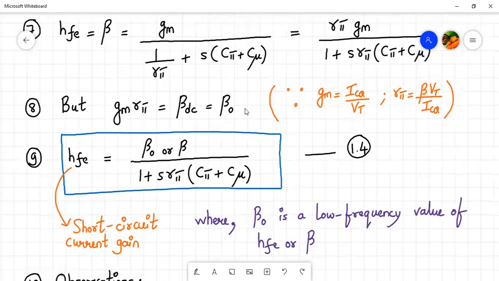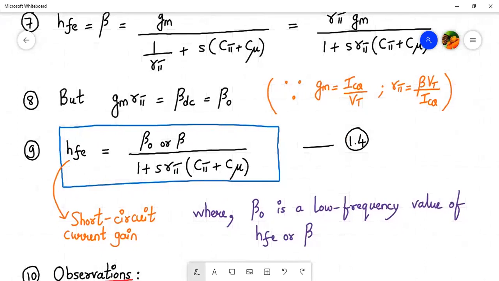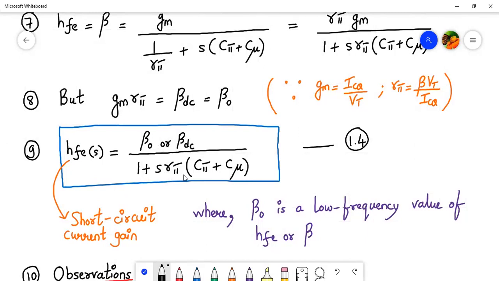So hfe, which is a frequency dependent term, actually this is frequency dependent. So we could have written over here, hfe of s. Okay, let me rewrite it. Okay, it's a function of frequency. So we could write hfe of s, which is a function of frequency, which is the short circuit current gain, is given by beta zero or beta DC divided by 1 plus s rπ into (Cπ plus Cμ), where beta zero or beta DC is the low frequency value of hfe or beta. Okay. So up till now, any doubts? Yeah. So equation number 1.4 is important. It tells you that your short circuit current gain is frequency dependent, where beta naught or beta DC is the low frequency value of hfe or beta.